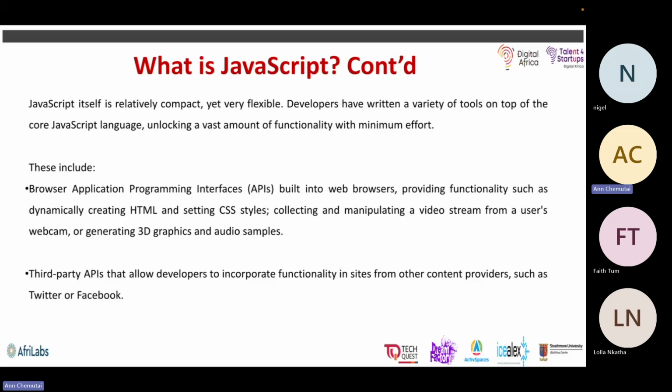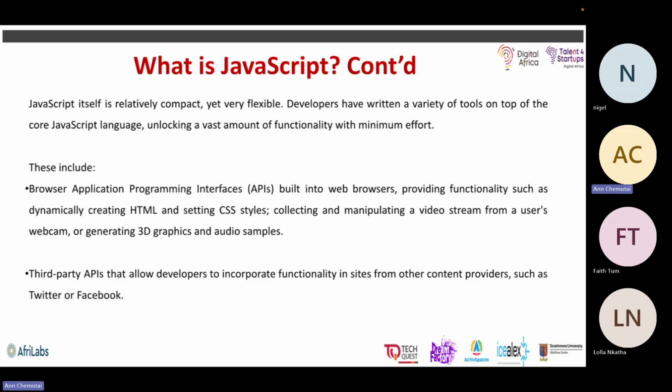JavaScript. Functional APIs are built into web browsers to provide functionality such as creating HTML, setting CSS, collecting a video stream from somewhere else, and then so for example, how we are doing it right now, generating 3D graphics, audio samples, getting data, and so many other ways.